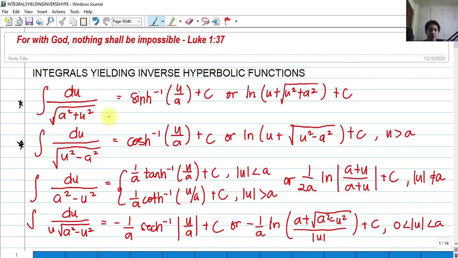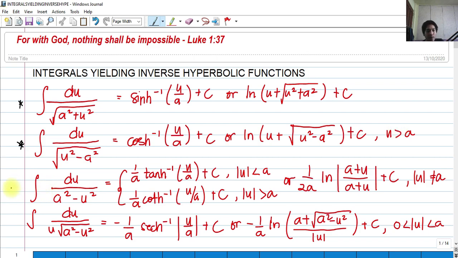And of course, we also have the form for inverse hyperbolic cosine, wherein we have the integral of du all over the square root of u squared minus a squared. That would yield an inverse hyperbolic cosine of u over a plus c. Or in terms of natural logarithm, we have the natural logarithm of the quantity u plus the square root of u squared minus a squared plus c, where u is greater than a.